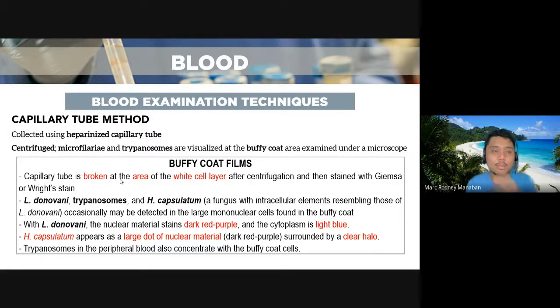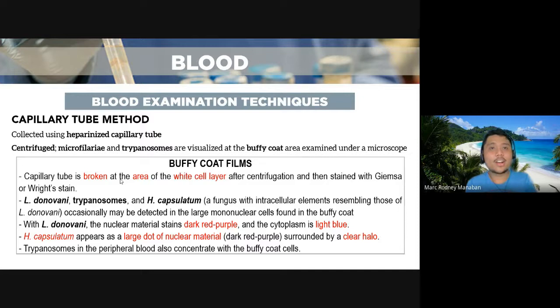So to prepare your buffy coat films, you break the capillary tube at the area of your buffy coat, then make a smear out of the buffy coat, and then stain. It's a bit difficult and dangerous. I think it was performed before, if I'm not mistaken. There have been other methods, but this is the one used routinely or most of the time.